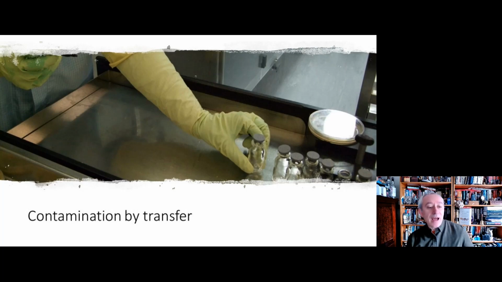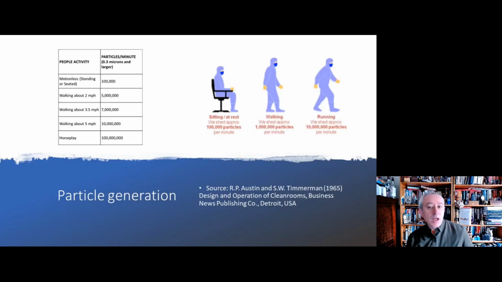Okay, so we have a look now at contamination by transfer. And contamination by transfer is that risk I was speaking about, how easy it is for us to transfer from one place to another. I also want to highlight again this thing about walking and movement. So this was the work I was talking about earlier from Sweden, and here you can see the difference in particle generation. So we have a picture of somebody sitting down, and you can see there that if they were not wearing clean room clothing, they would be producing around 100,000 particles per minute.